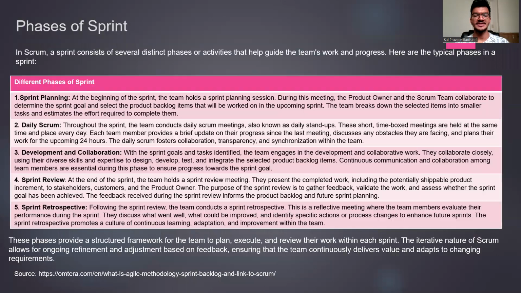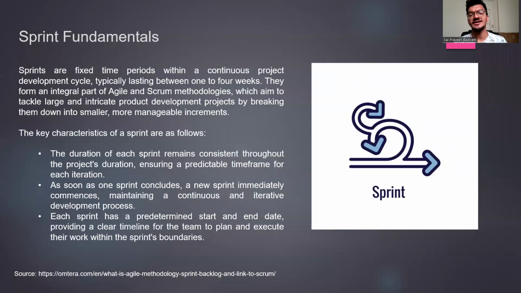Sprints are fixed time periods in project development, typically lasting between 1 to 4 weeks. They are a key part of Agile and Scrum methods, which break large projects into smaller parts. And here are the main features of it.